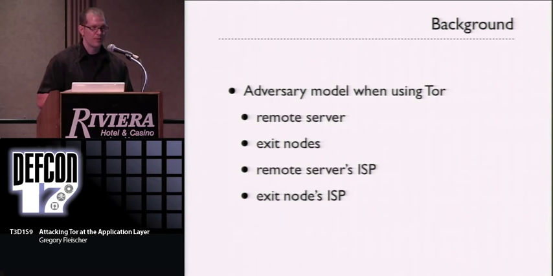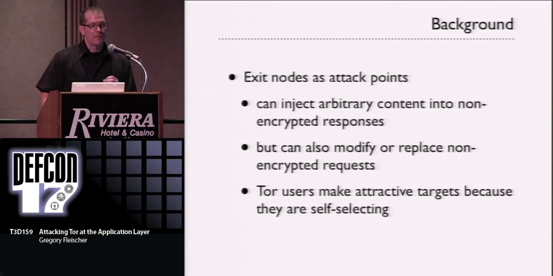So let's talk a little bit about the adversary model when you're using Tor. There are certain points in the Tor network where you're at risk at an application layer. That's the remote server, any exit nodes, the remote server's ISP, as well as the exit node's ISP. Any of those points, you're at risk for malicious activity.